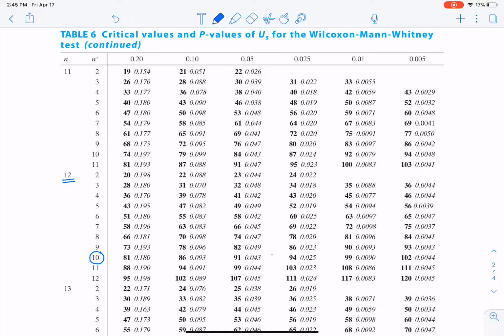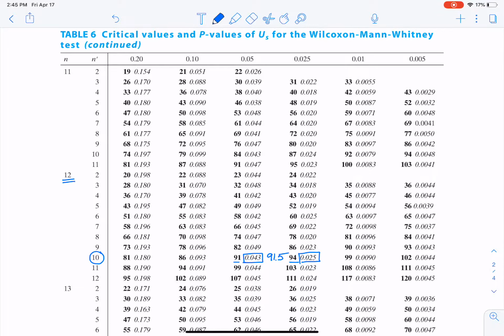Okay, so I'll notice that my test statistic was 91.5. That's between the 91 and the 94. And that tells us our p-value is between 0.025 and 0.043.